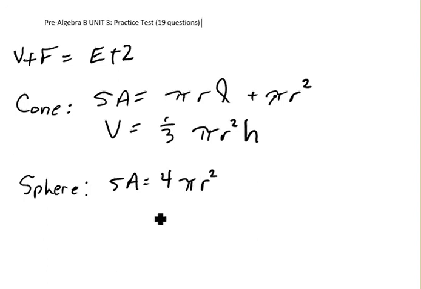Volume, what will this be? It's the same thing with the 4 pi r, but now it's cubed, but it's divided by 3. That's the 1/3 part. So it's 4/3 times pi r cubed. All right, so then we got cone, sphere.